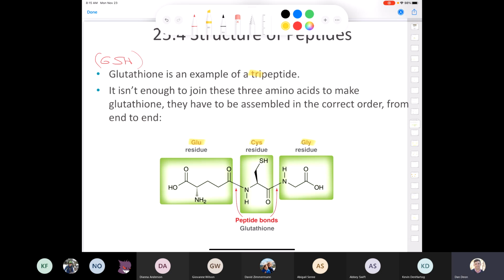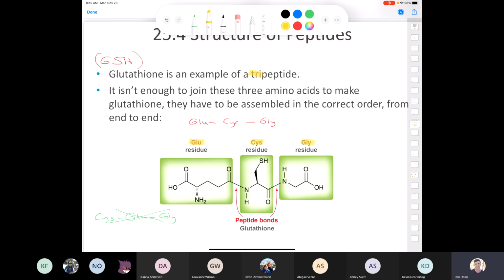But what's important here is that it's not just enough to mix these 3 amino acids to make glutathione. They have to be assembled in the correct order. So they are assembled in this order: I have my glutamic acid followed by my cysteine and then followed by my glycine. They have to be in that specific order. If, for example, and you don't have to write this down, you were to put cysteine and then glutamic acid and then glycine like that, that's not going to be the same compound, is it? It's going to be a constitutional isomer, but it's not the same compound.